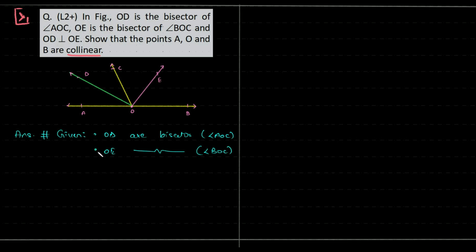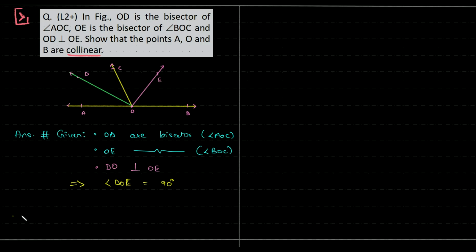Then we have what else? We have OD, or DO, is perpendicular to OE. Guys, what can we infer from this? What does perpendicular mean? This infers angle DOE is equal to 90 degrees. Or EOD, whatever you want to call it, is equal to 90 degrees.